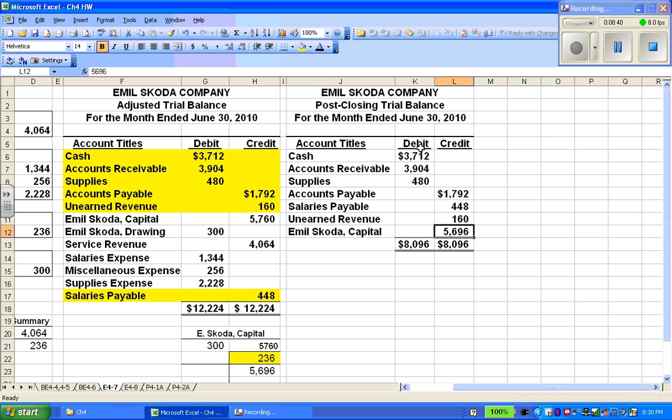And now if I total all this up, and it is being totaled, here's my sum figures. And so I'm in balance, 8,096, right? 8,096. And the same thing over here. All right, come on. 8,096. So I'm good. My debits equal my credits. This is my post-closing trial balance.